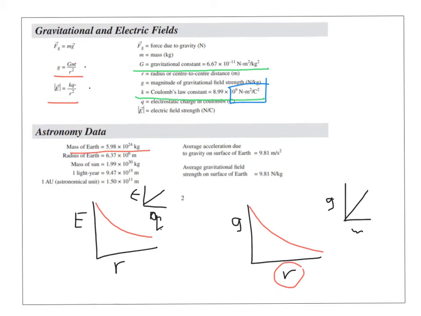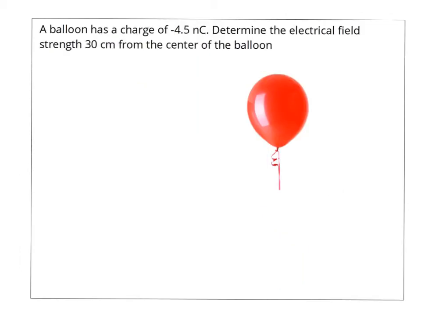You'll notice that it is less than the Earth and way less than the Sun, some other number. So let's look at some of these formulas. This one first asks for the electric field strength 30 centimeters from the center of the balloon. So this is a negatively charged balloon.